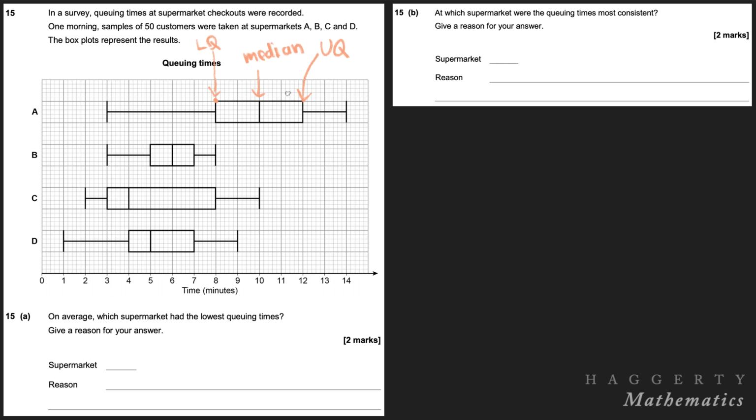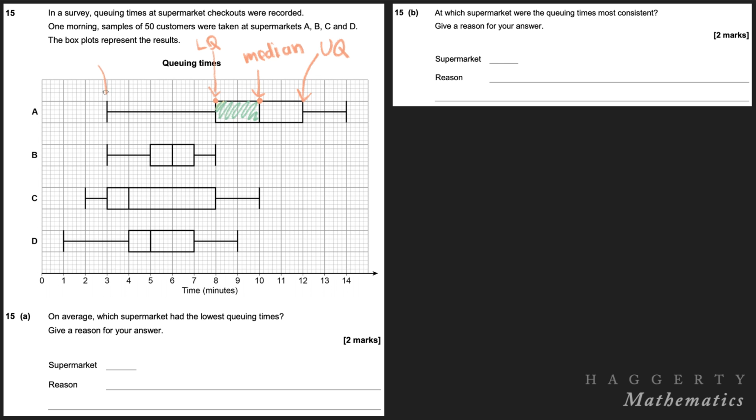Another good way of looking at this is, if this is 25% into the distribution, and this is 50% in the distribution, then there's going to be 25%, or 1/4 of the people, between the lower quartile and the median. So for supermarket A, 1/4 of the people are having to wait between 8 minutes and 10 minutes. And that's how you can read these box plots.